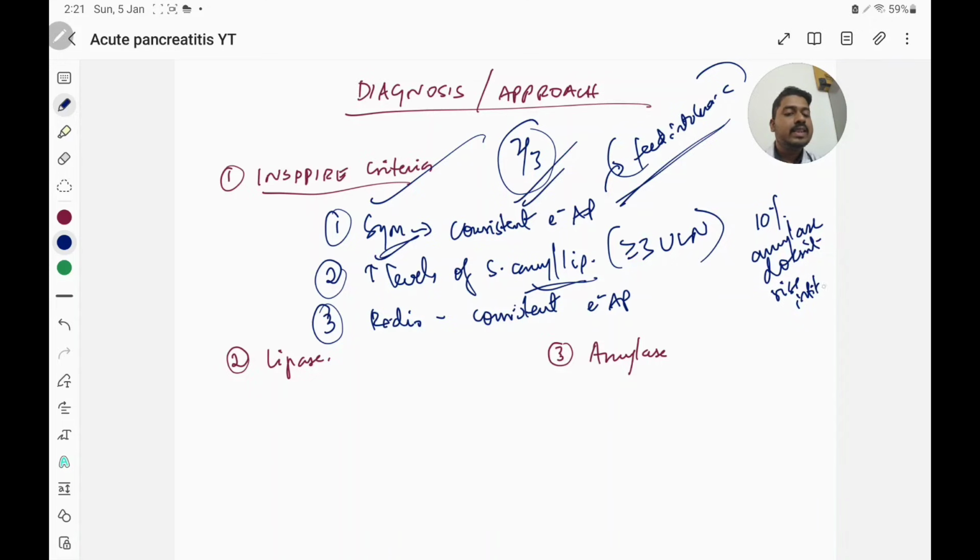That's why we'll see in the next few minutes how lipase is more important than amylase, okay? And third, radiological features couldn't be there because you're doing USG whole abdomen, and in pancreatitis there will be a lot of gas because it can cause ileus, okay? So this ileus can cause a lot of gas, so pancreas is obscured and you won't be having a proper view of pancreas. So that time you'll have to see other criteria. That's why 2 out of 3 must be present to call it pancreatitis.